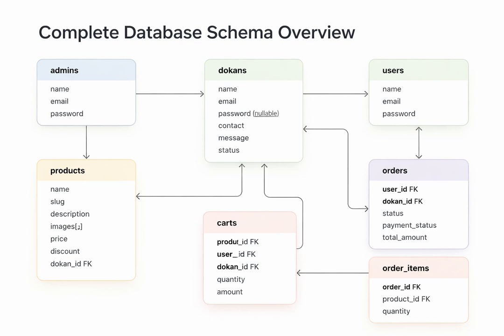The carts table links users, products, and shopkeepers together with quantity and amount. And then orders are split across two tables: orders for the overall order metadata and order items for each individual product line. Every foreign key relationship you see here was derived directly from the use case flow we mapped out earlier. This is exactly why building that flow diagram first is so valuable.